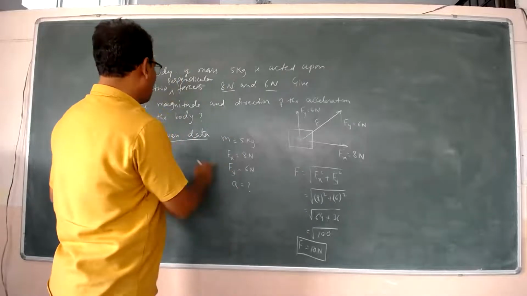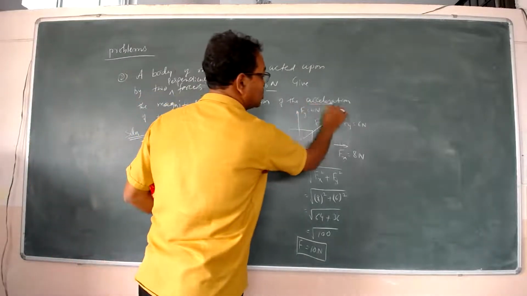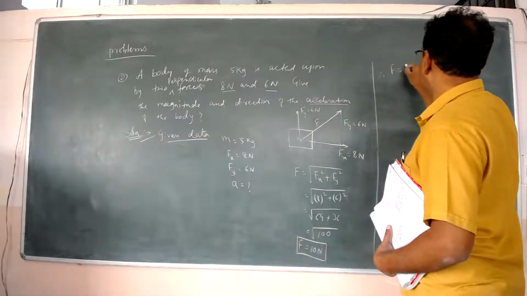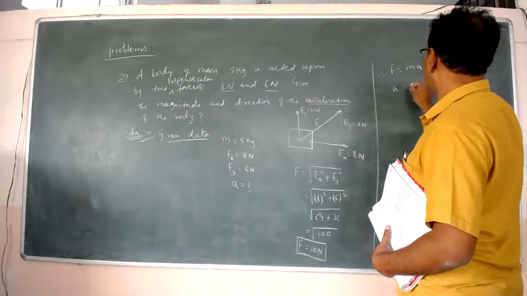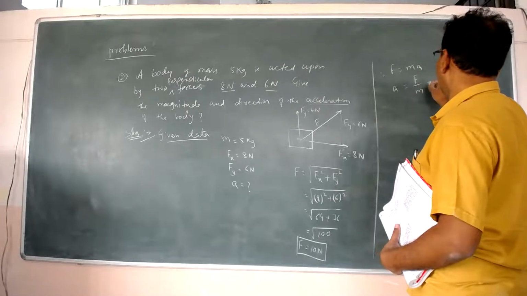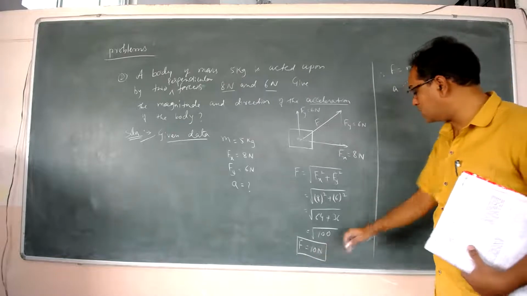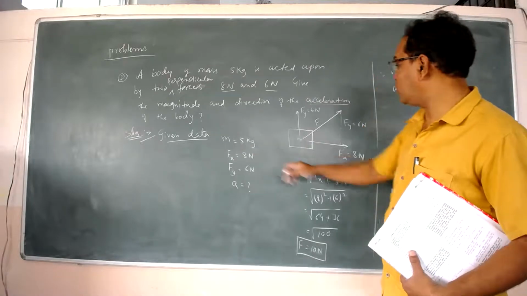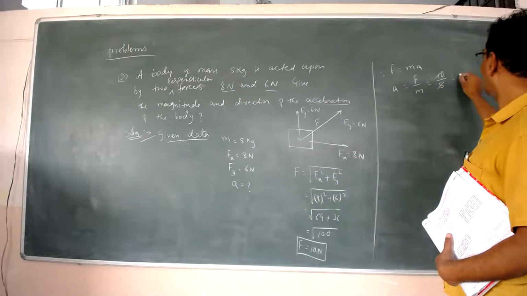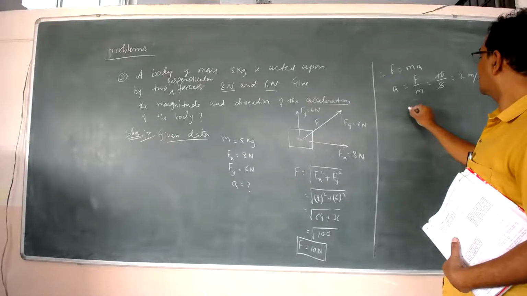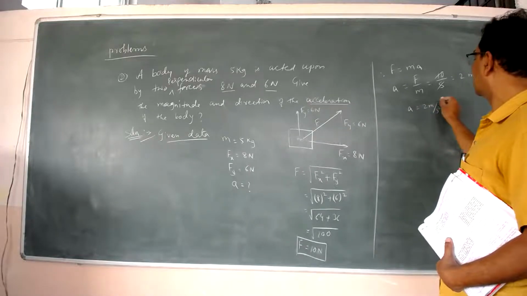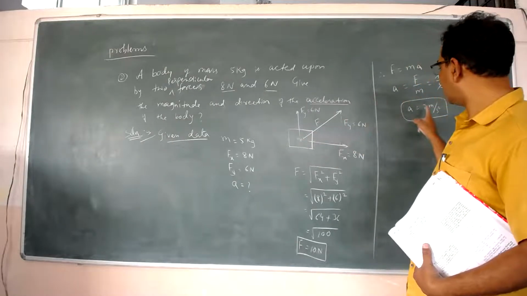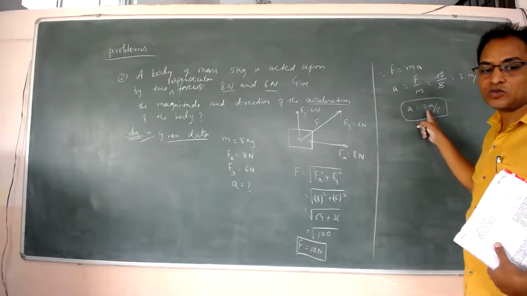But he is asking the magnitude and direction of acceleration. To calculate acceleration, since we know that F is equal to ma, therefore a is equal to F by m. F we just got, that is 10. m is the mass given, 5 kg. So 10 by 5, therefore 2 meter per second square. So acceleration is equal to 2 meter per second square. The body will move in this direction with an acceleration of this much.